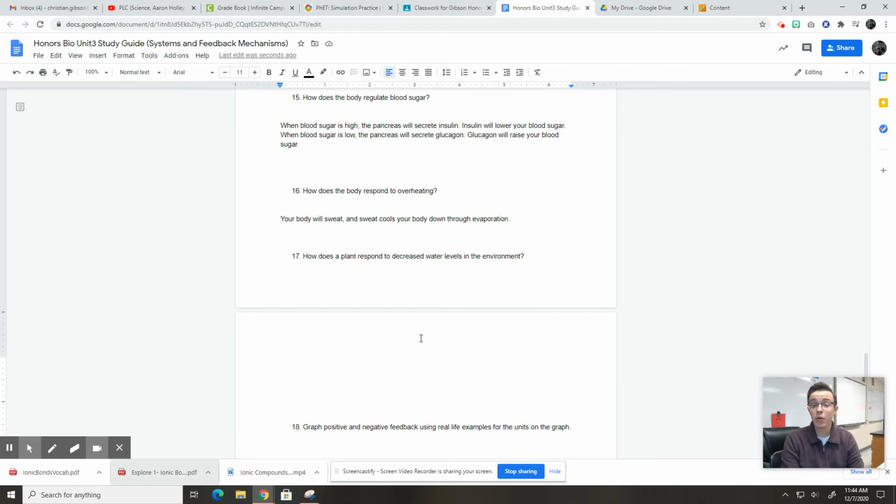The simple answer is by wilting. But what causes it to wilt? So the guard cells will close the stomata to prevent water loss. You don't want that water vapor coming out of the stomata, so the guard cells will close. And this looks like wilting.